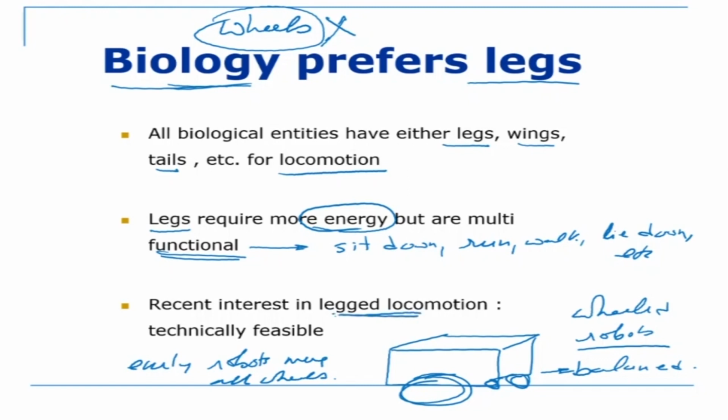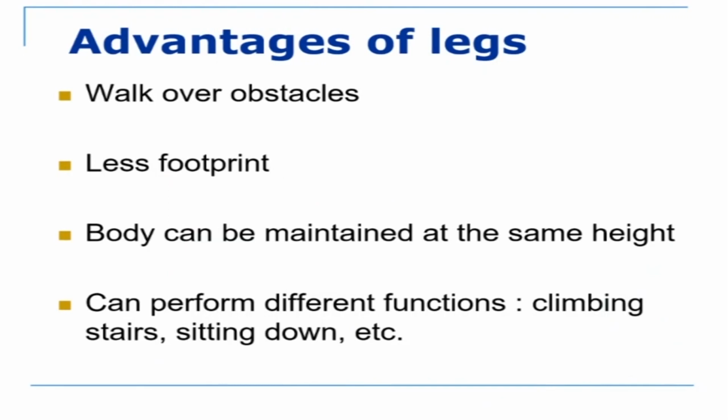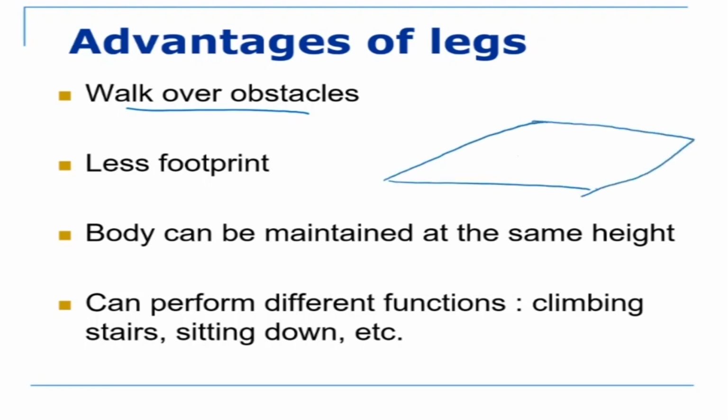Now there has been a recent interest in legged locomotion because legs have some advantages. For example, they can walk over obstacles. If you have a flat terrain like this and you have obstacles like this, a wheeled robot which has four wheels will not be able to go over this. It'll either have to avoid but can't go over. But a legged robot which is standing there can simply take its legs on top like this and go on the other side. So it can walk over obstacles which wheel mobile robots cannot do.